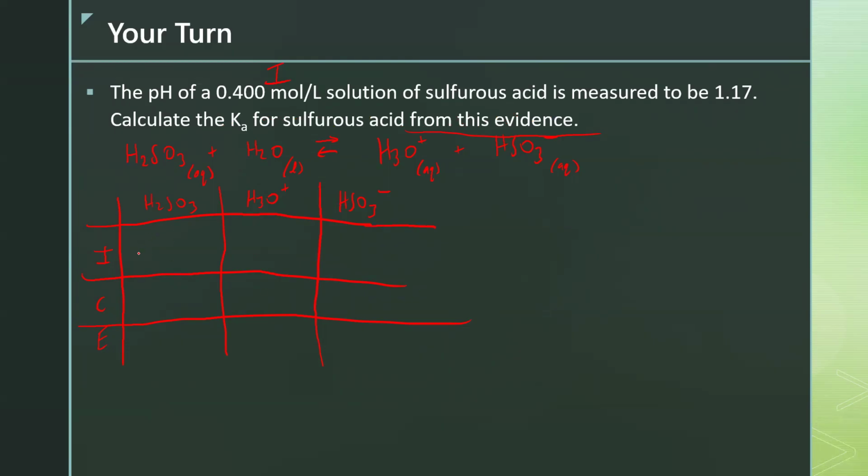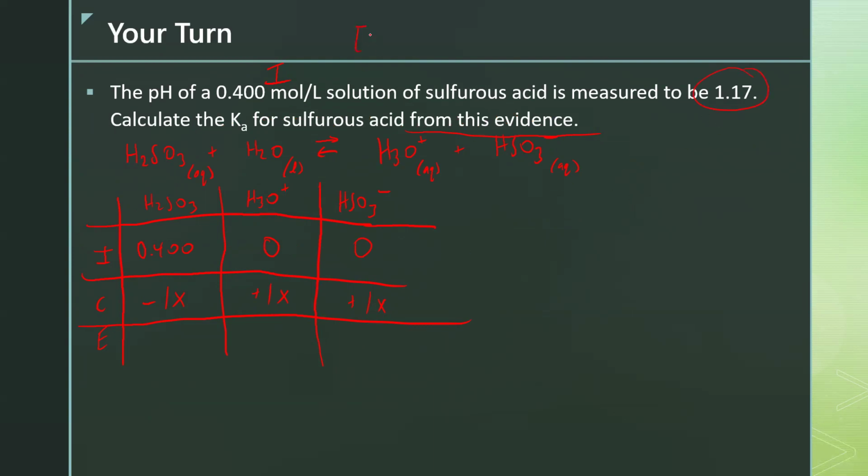The only thing that we were given right off the bat was the pH of the sulfurous acid, so 0.400. We can assume that these are both 0 because, of course, we are ionizing this. We wouldn't have those in the first place. Do the whole change thing. If you look at the coefficients here, all are 1. So this guy's going to be minus 1x. This one will be plus 1x because it's a product, and this one will be plus 1x because it's a product.